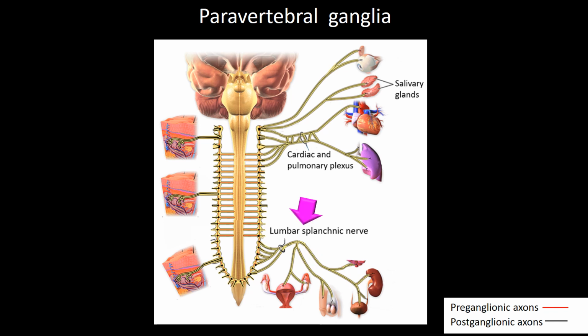Notice that in this diagram, the lumbar splanchnic nerve is made of postganglionic axons of neurons housed in the paravertebral ganglion in the sympathetic chain. As you will see, this is an exception to the rule of a splanchnic nerve being constituted by preganglionic axons.